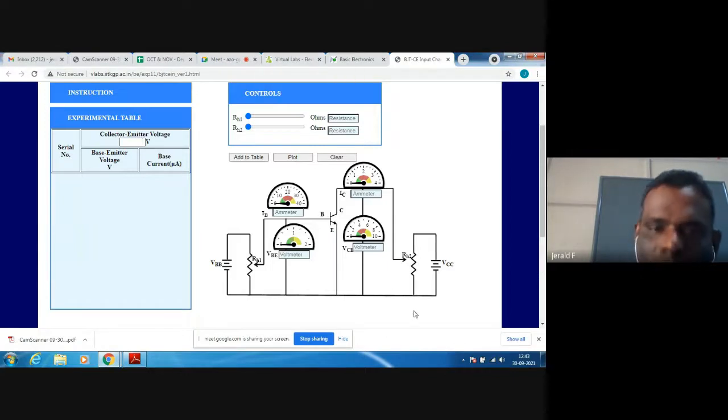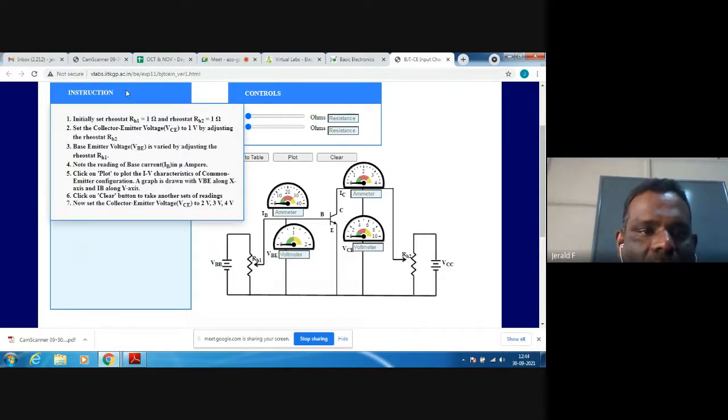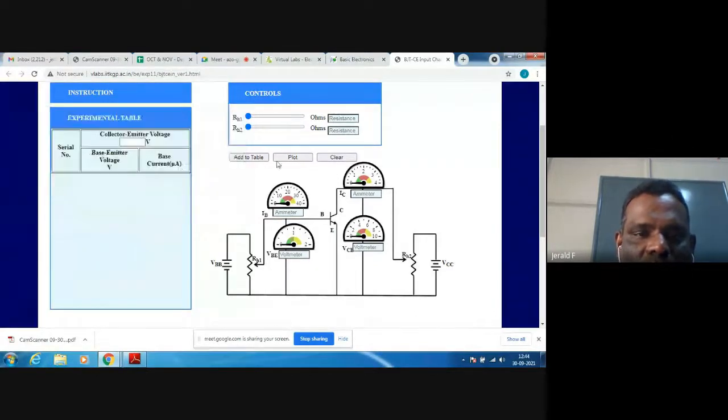Next, how to calculate. This is the input voltage VBB and this is the output VCC, and 2 current meters called IB as well as IC. The input side is the base emitter voltage and the collector voltage. First we can change the value. What is the procedure? Go to the instructions. Initially both rheostats will be at 1.